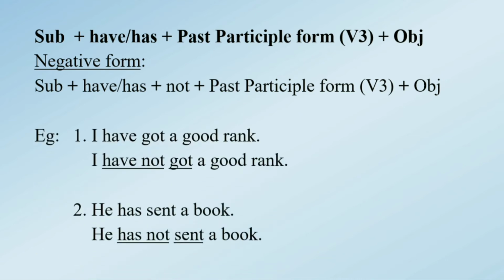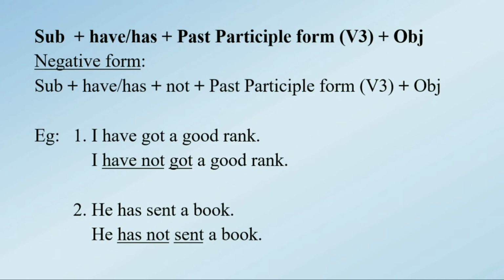Examples. I have got a good rank. So have, got, present perfect. And making it a negative sentence is very simple. Just place not with have: have not. I have not got a good rank. I have not is the full form. I haven't is the short form. I haven't got a good rank.